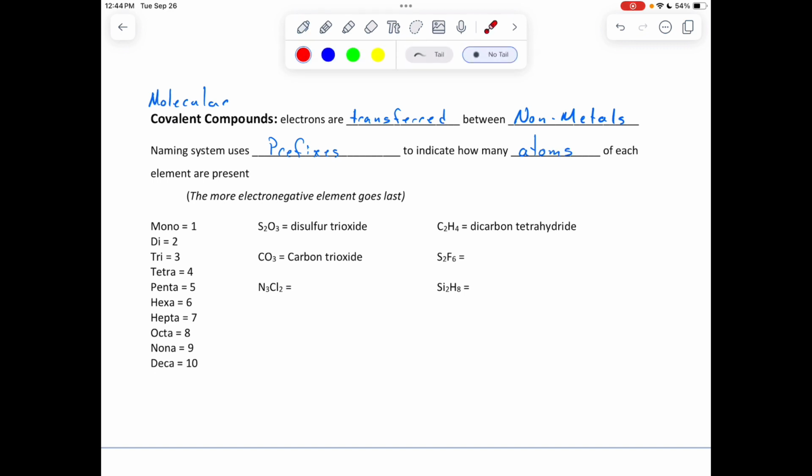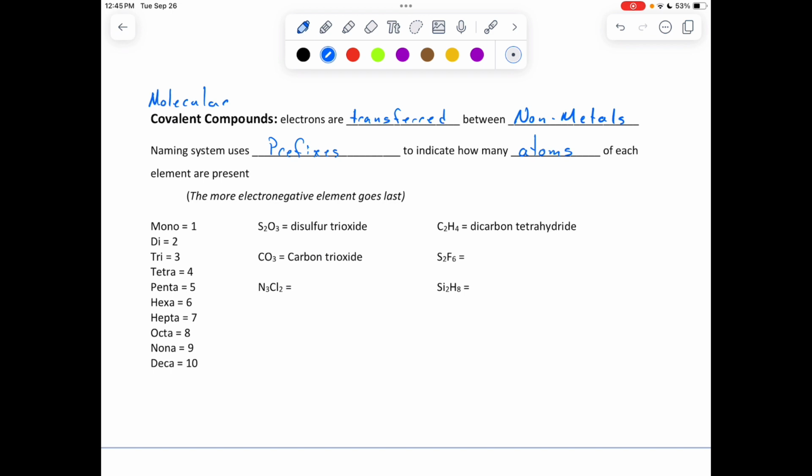So the little bit here that says the more electronegative element goes last, what that means is the element that's furthest to the right or furthest up goes last. So on the periodic table, and that's kind of a messy drawing I did there for you, the upper right-hand corner is going to be the most electronegative, and that doesn't really mean a whole lot to you right now, but that's the order in which we write them. Generally, it'll be written to you in that correct order.